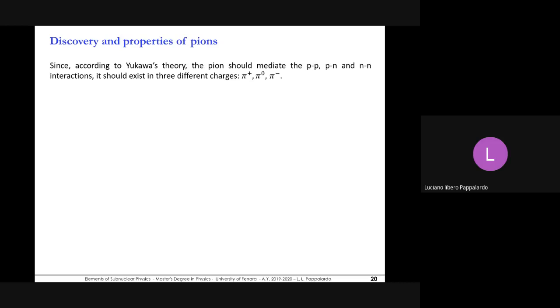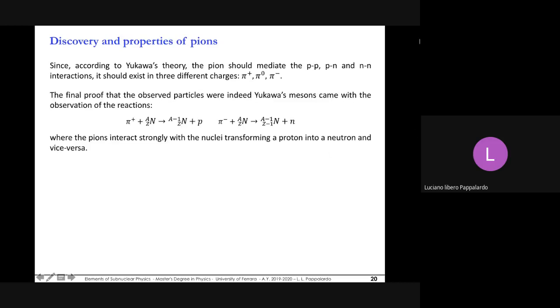Now, since according to the Yukawa theory, the pion should mediate the proton-proton, but also proton-neutron, and also neutron-neutron interaction, then it was expected that these Yukawa particles should come with 3 different charges, the pi plus, pi 0, and pi minus, okay?